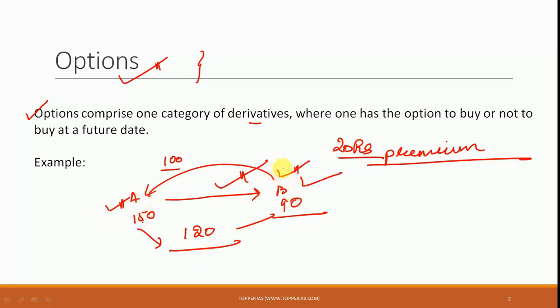So these kinds of derivative options are highly popular because they allow the option of withdrawing from that particular contract, and this is what is known as derivative options.